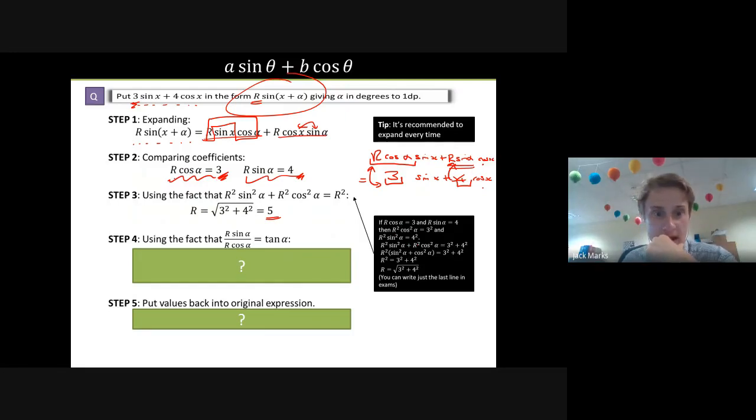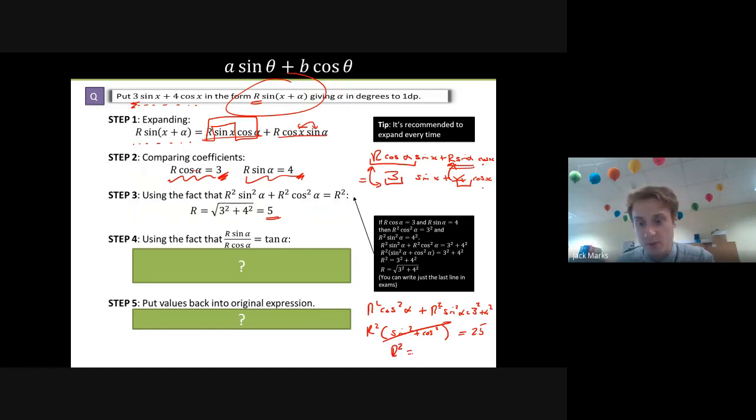If you square these and add them together, you get r squared cos squared alpha plus r squared sine squared alpha is 3 squared plus 4 squared. Okay, you take the r squareds out: sine squared plus cos squared. Again, you don't get asked to do this, but I'm just showing you in case you're interested. Sine squared plus cos squared is 1, so r squared is 25, and r is 5.